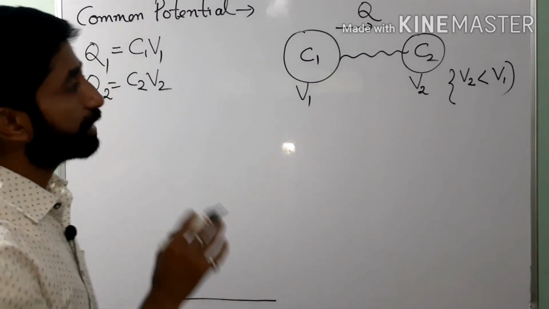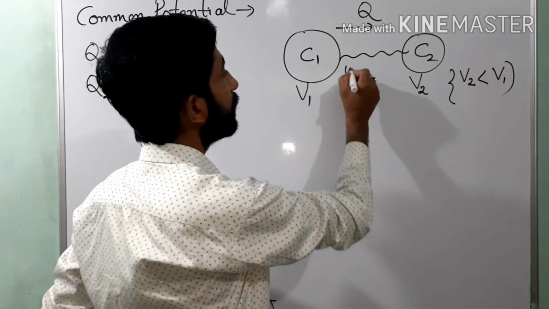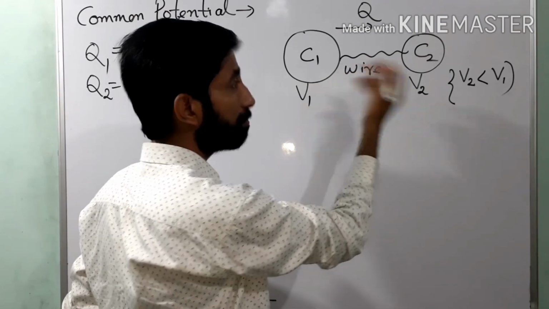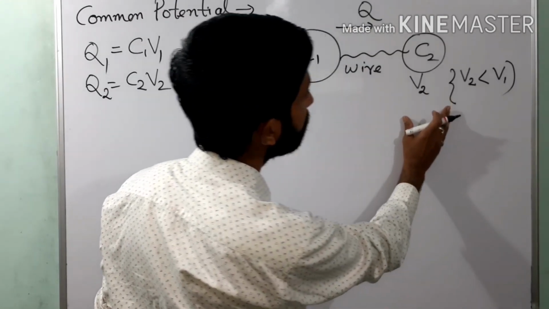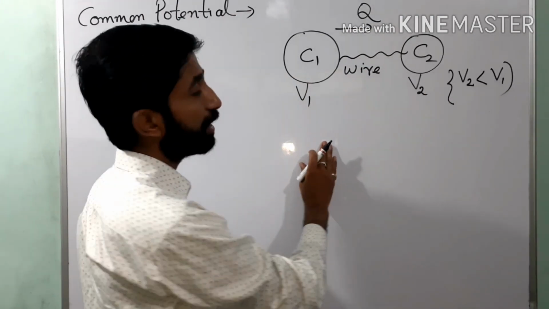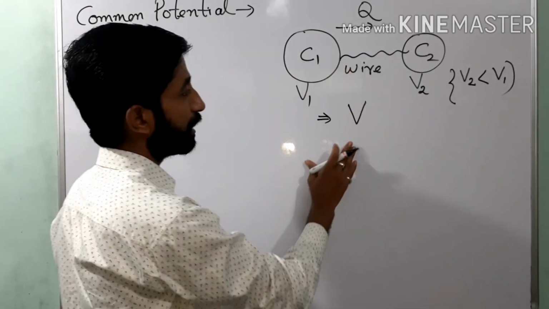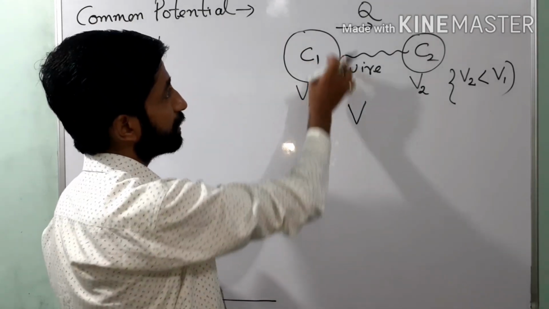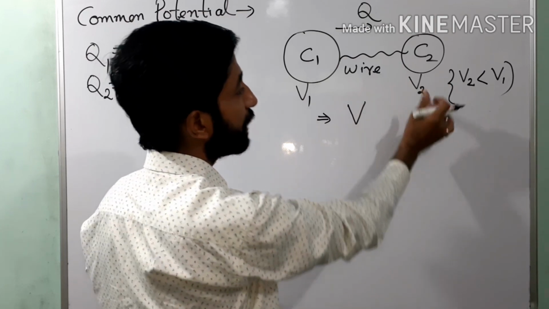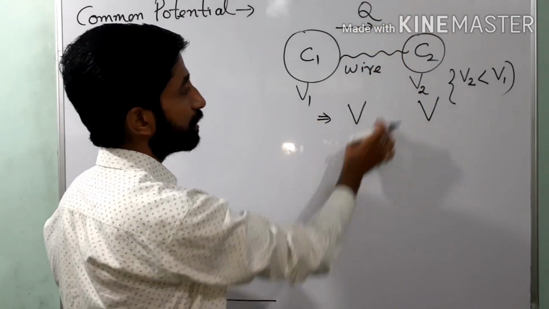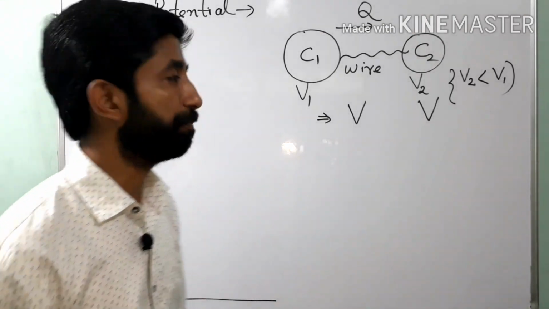Now, when they are connected via this metallic wire, charge will flow from one capacitor to the other and their potential finally becomes common, say V. After some time this capacitor will be charged to potential V and this one as well at potential V. So this is the common potential, and we have to find its value.